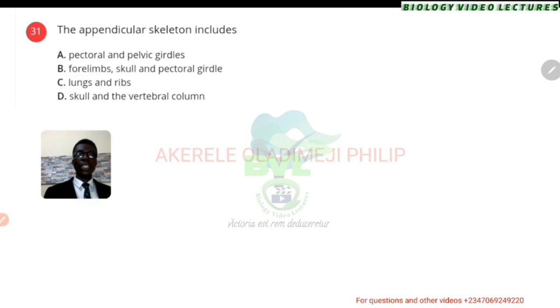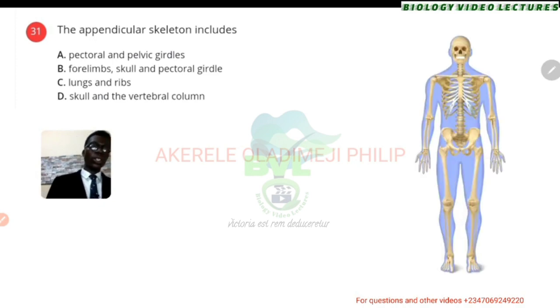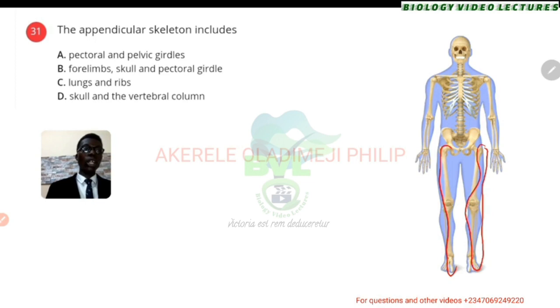The appendicular skeleton includes, now let me give you a guide here. Appendicular has to do with the skeleton that we use in movement, in walking. So I want you to pick this out for yourself. Looking at this, all the bones of the lower limb, talking about femur, tibia, fibula, and all the bones of the pelvic girdle, which attaches this lower limb to the trunk.